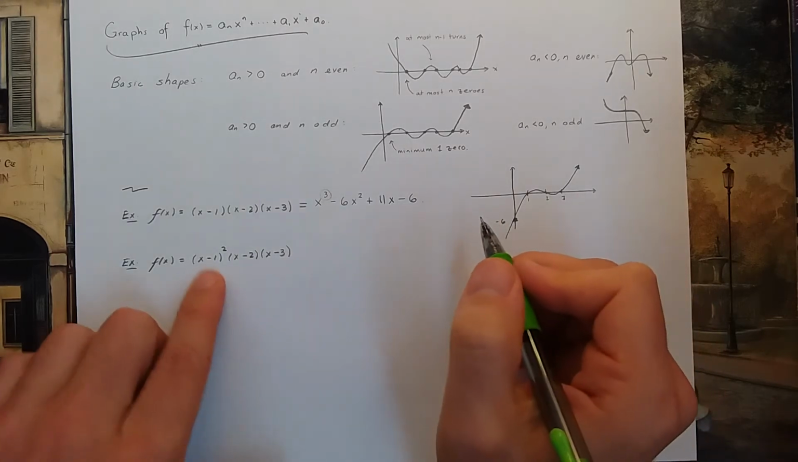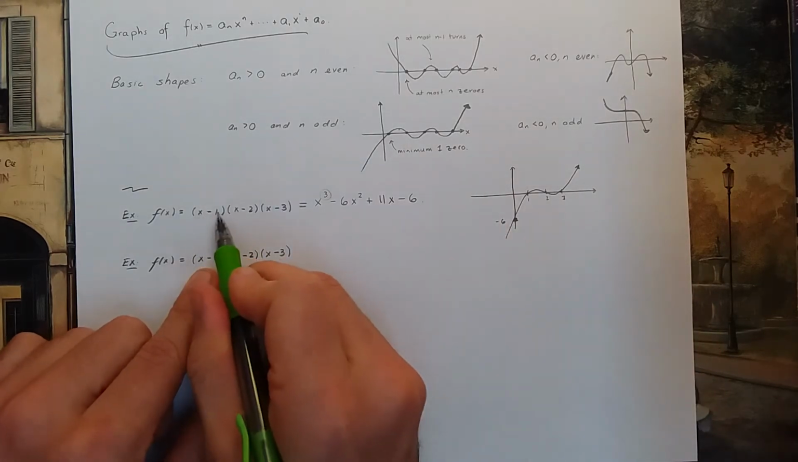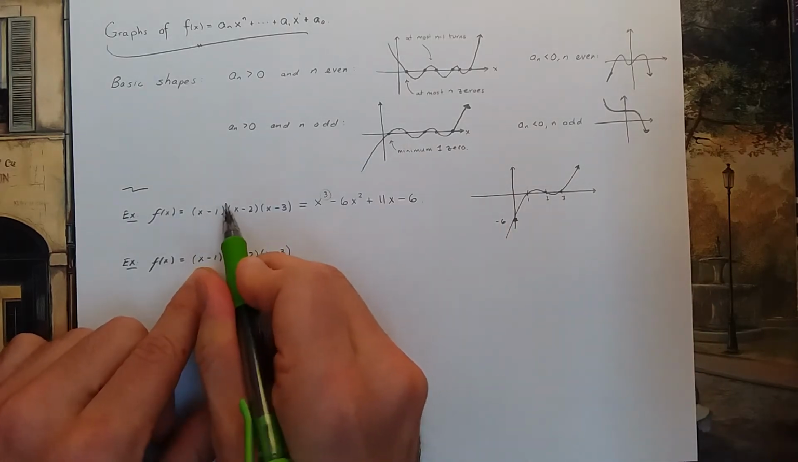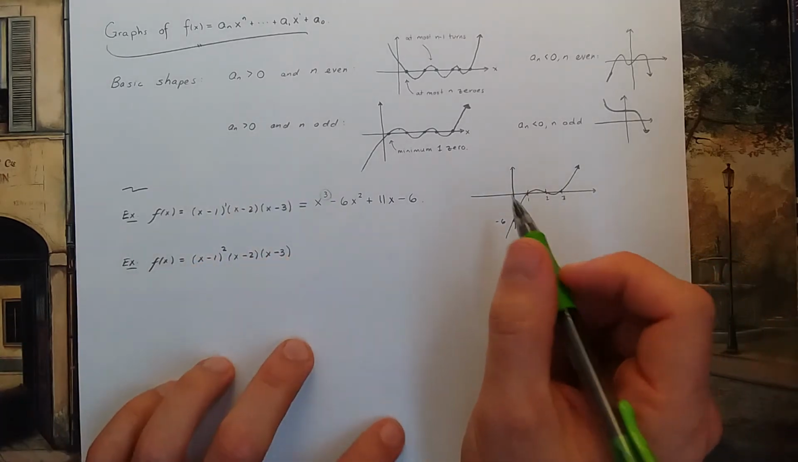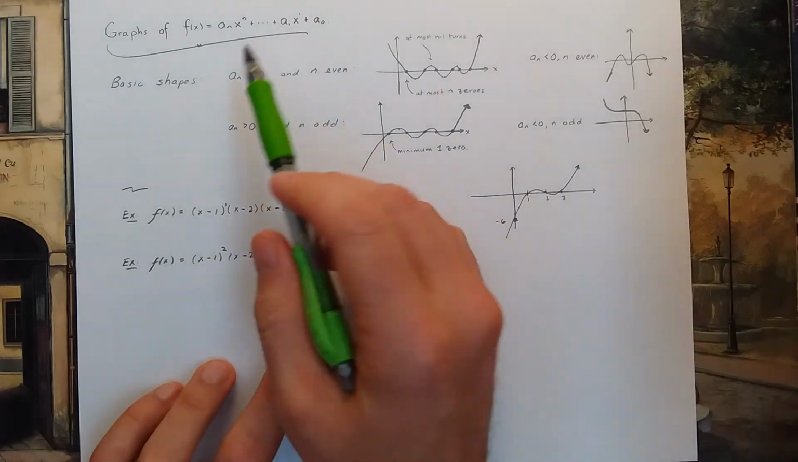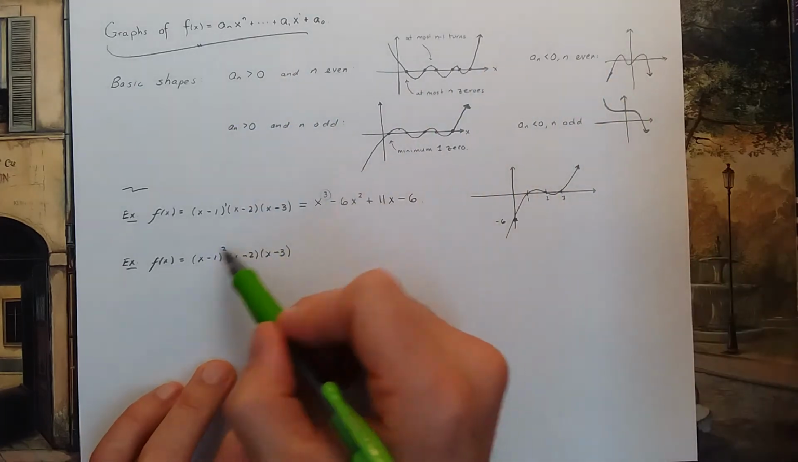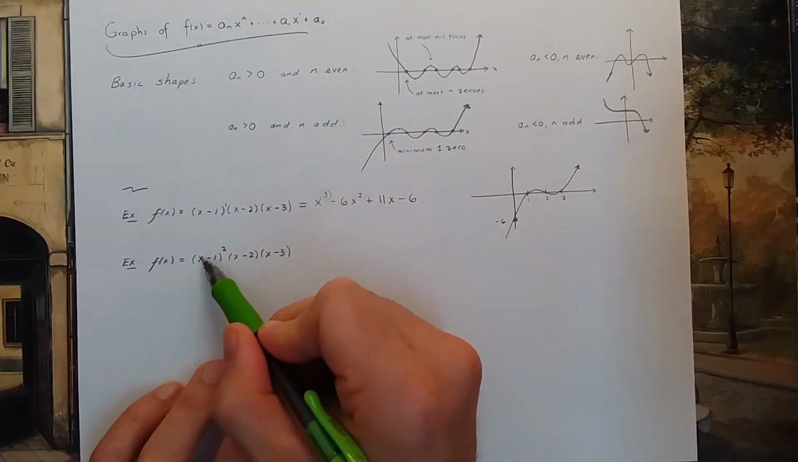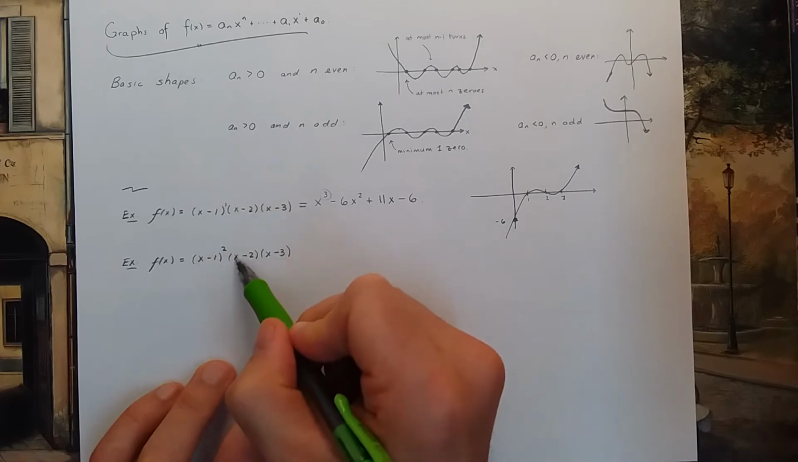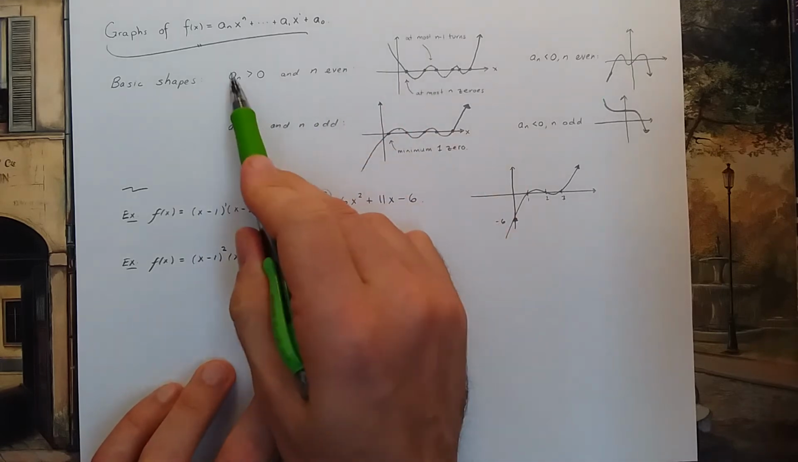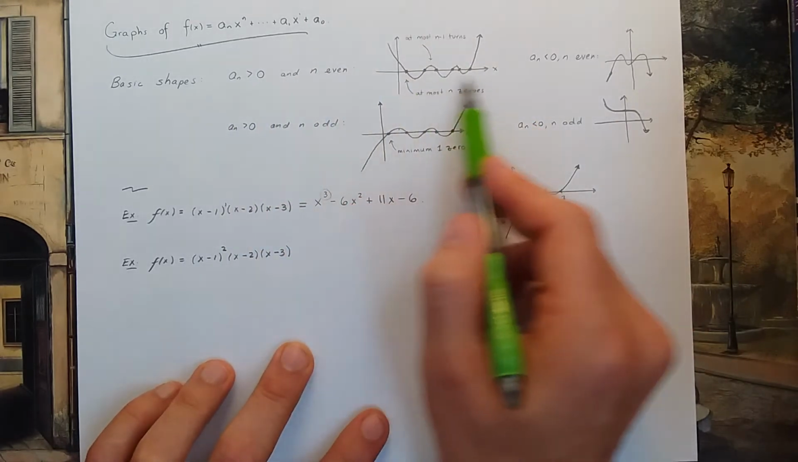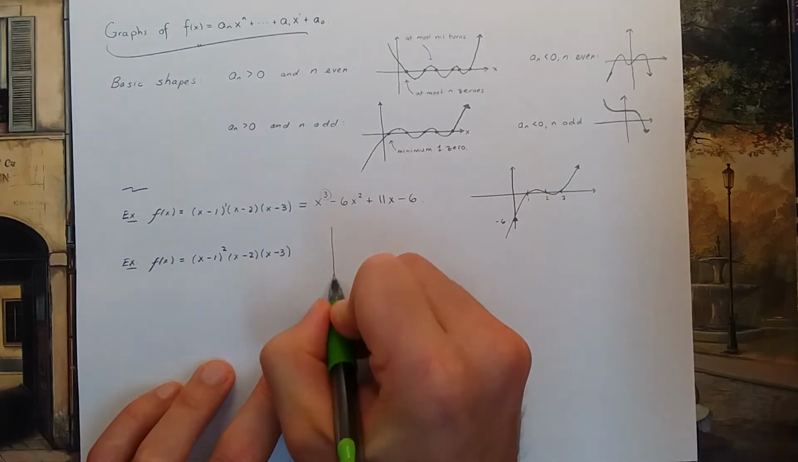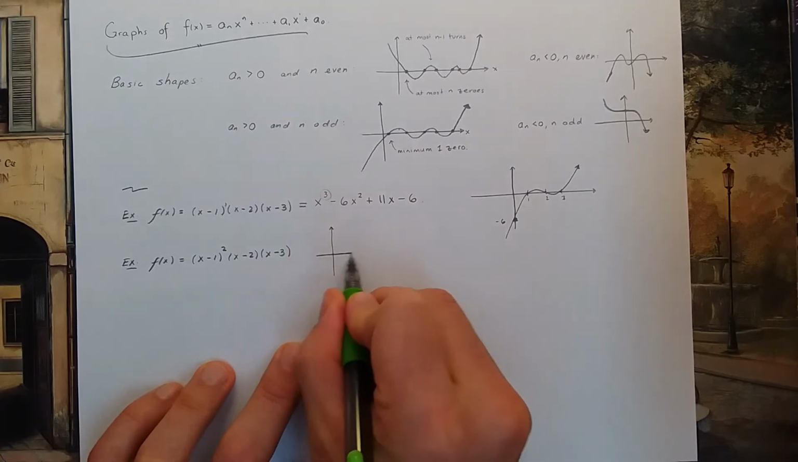So the only thing I did here was change the first term to be squared instead of a power of 1. The zeros are still in the same place, but now I have a different case of the basic shape. I have 2 x's from this term, 1 from this, and 1 from this. So I'm in the situation where a_n is positive and n is even. So this is my new picture. Let me just briefly sketch that.